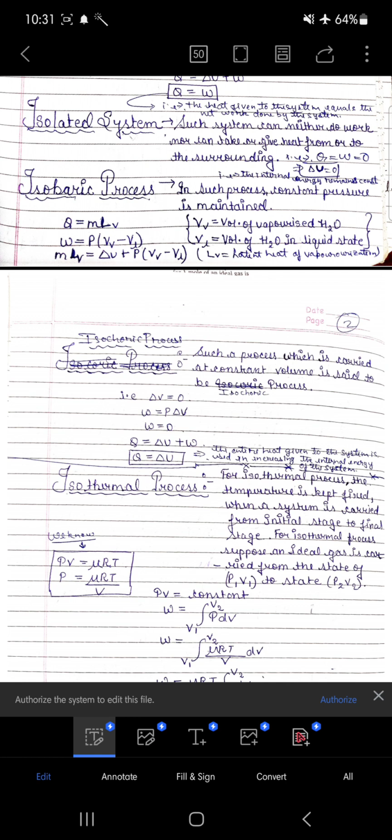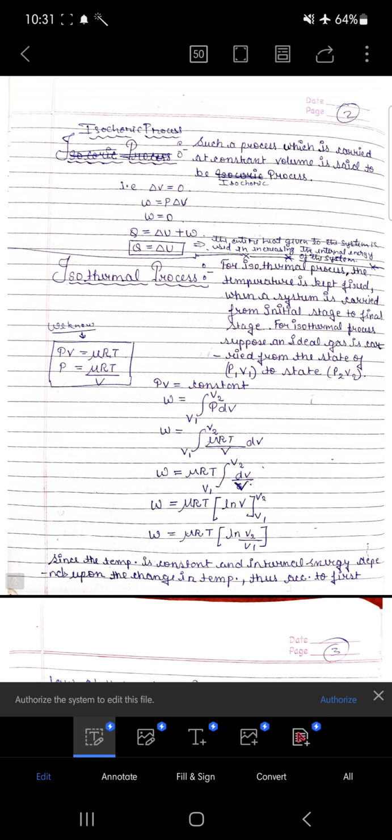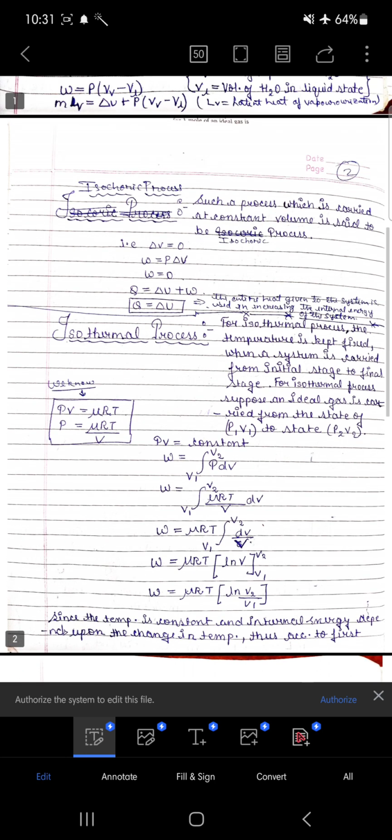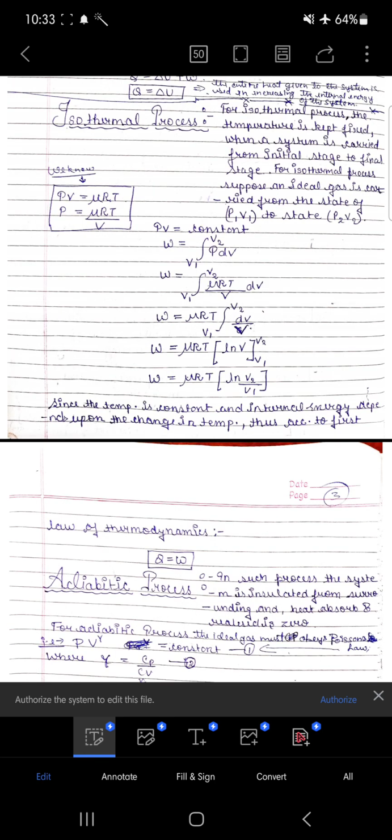Understood? Next we talk about the isothermal process. In this isothermal process we also talk about the work done. What is the work done calculation in case of the isothermal process?